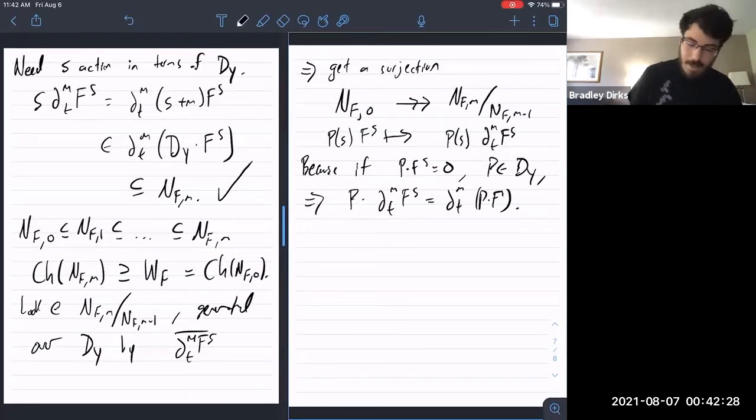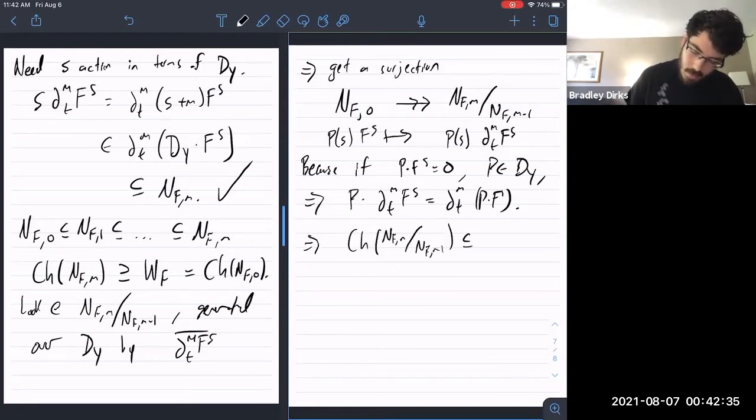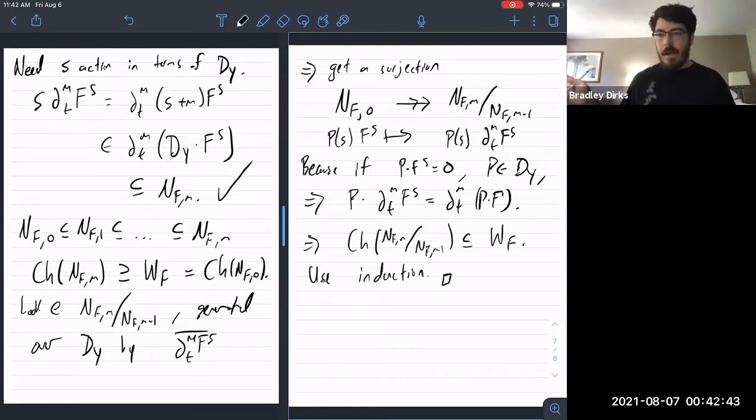Then that gives us a containment the other way, it is contained in W_F. And then we use regular increasing induction to conclude that they all have the same characteristic variety. If you look at the short exact sequences, the middle one has the union of the outer two characteristic varieties. And if you can keep showing that the outer two are the same, then the middle one has the same one too.